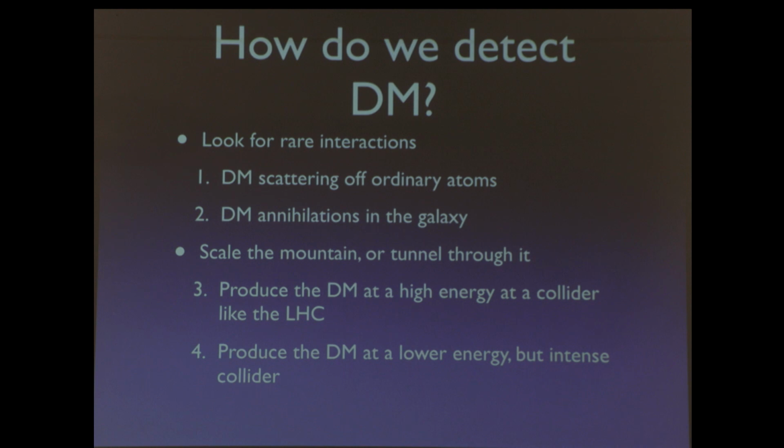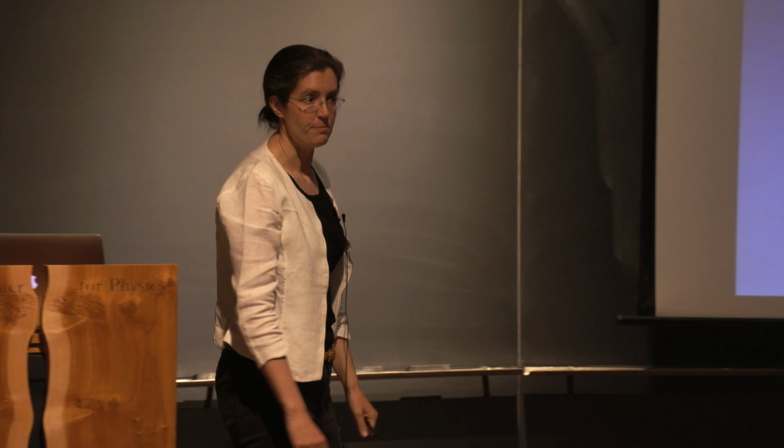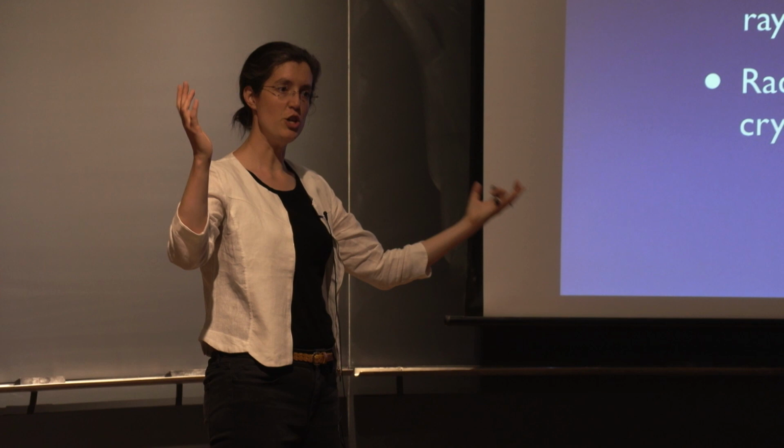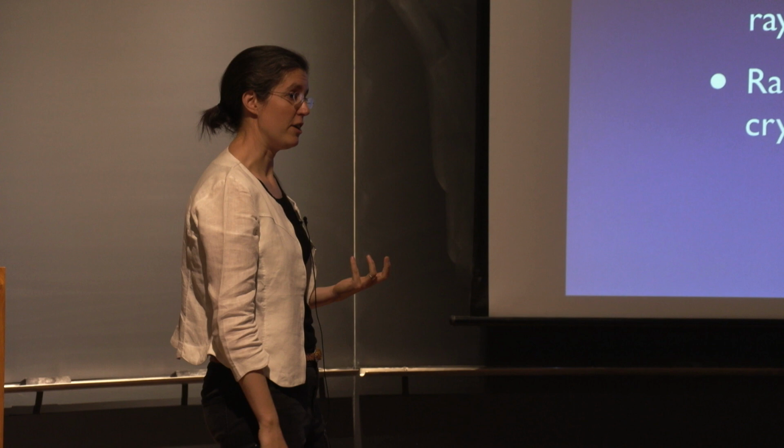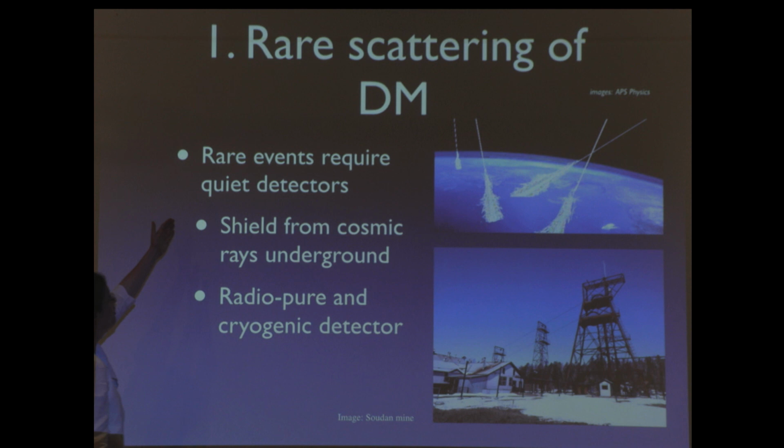So I'm going to explain a little bit more what each one of these things are, starting with the first one. Rare scattering of dark matter. This is really analogous to neutrinos. We built these huge detectors filled with very, very pure water with photomultiplier tubes to look for the results of the interactions. It's a similar kind of idea looking for dark matter, but we don't know what the strength of the interaction is. So looking for rare events requires quiet detectors.